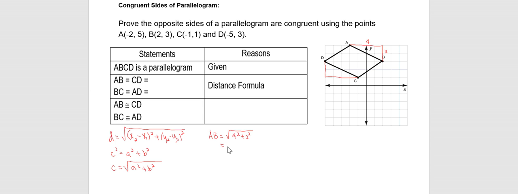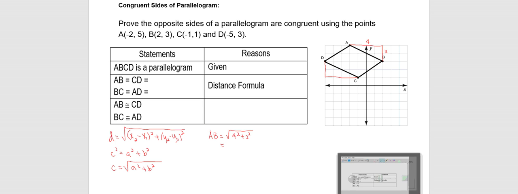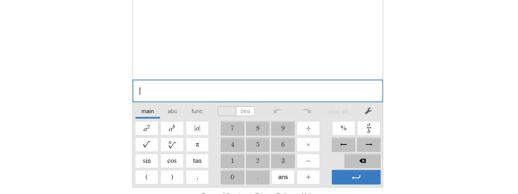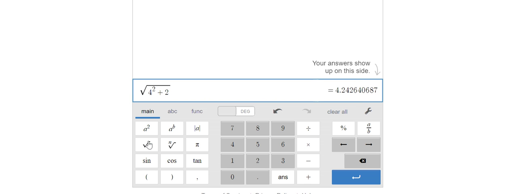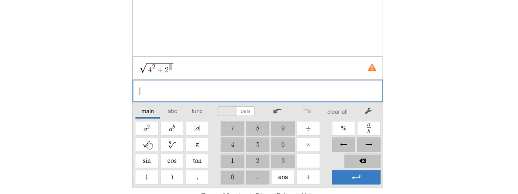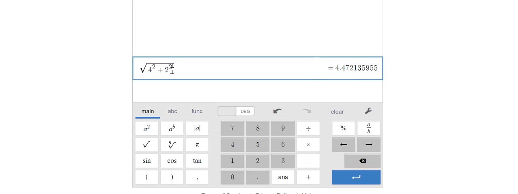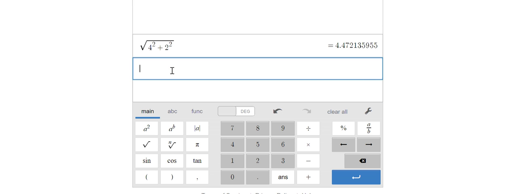So this is by using the scientific calculator. We have 4 squared plus 2 squared, and that is approximately 4.5.